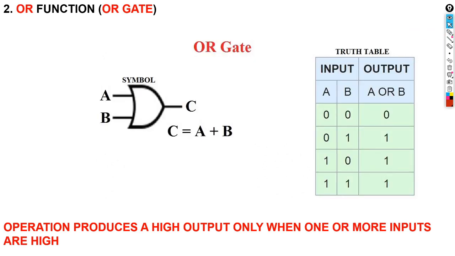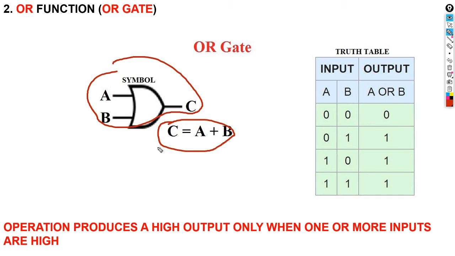And then the last function is an OR function. Okay? The symbol of an OR function, this is the symbol. But the operation it is doing is addition. So that's why by definition we say the operation produces a high output only when one or more inputs are high. So we are doing addition. If I come here, I say 0 plus 0, it gives us what? 0. If I say 0 plus 1, I'm going to have what?